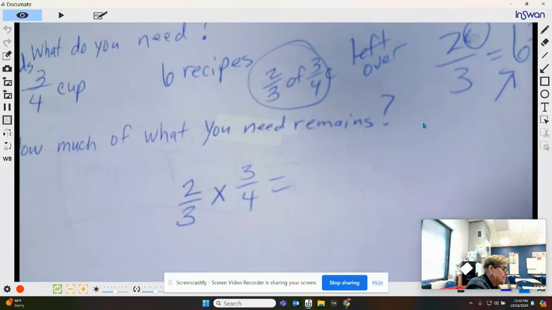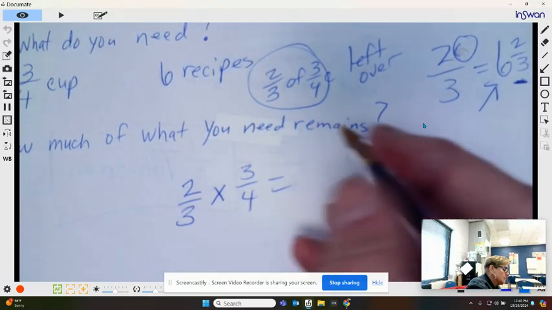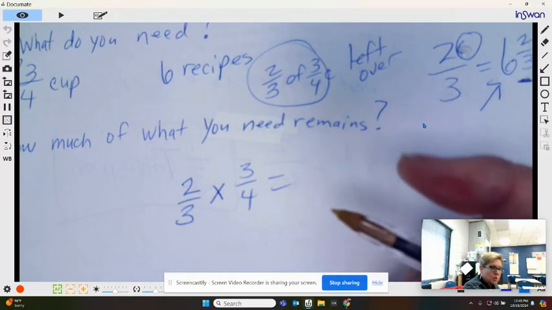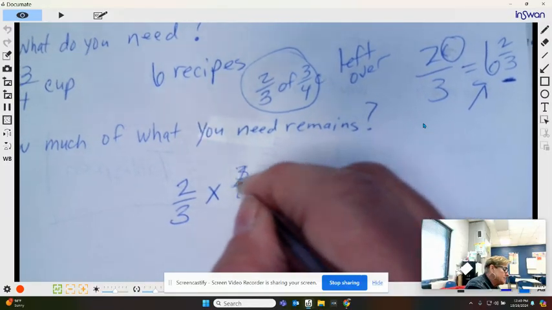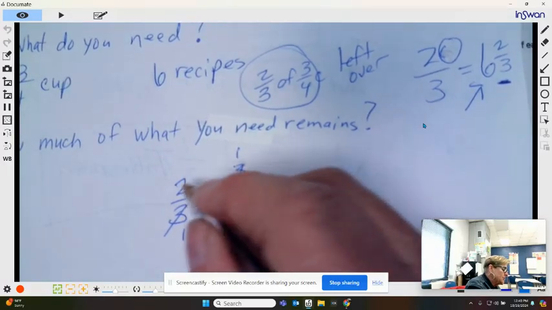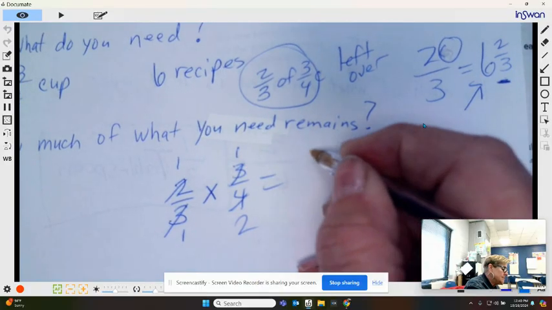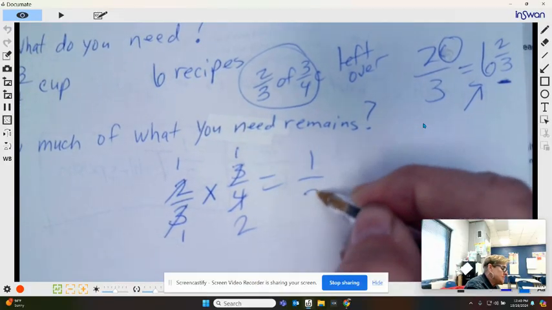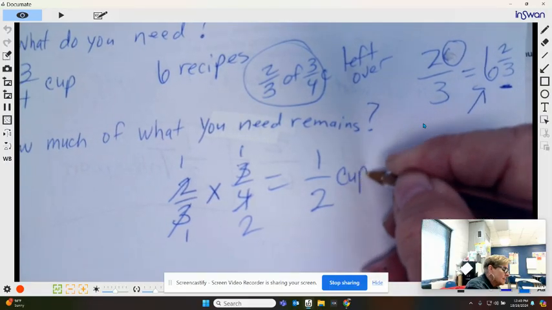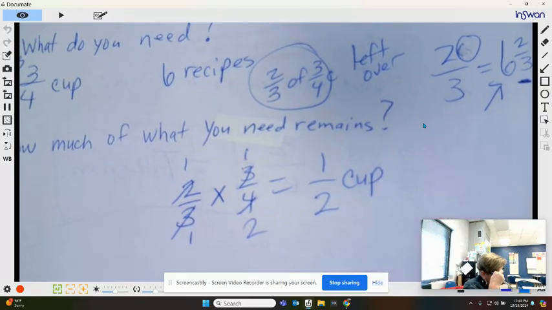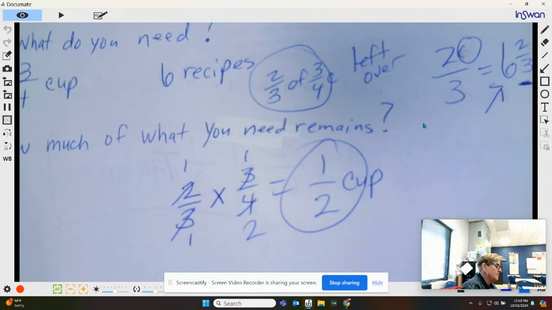And if I look at that now, I know I can cross simplify because 3 goes into 3 and 2 goes into 4. I'm going to simplify before I multiply. Always simplify before you multiply if you can, if you see a connection. So looking here, 3 goes into 3 one time, 2 goes into 2 one time, and 2 goes into 4 2 times. So when I multiply, 1 times 1 is 1, over 1 times 2 is 2. So that means 1/2 of a cup of what I need, or 1/2 of what I need, is left over. So the answer to that question would be 1/2 of a cup.